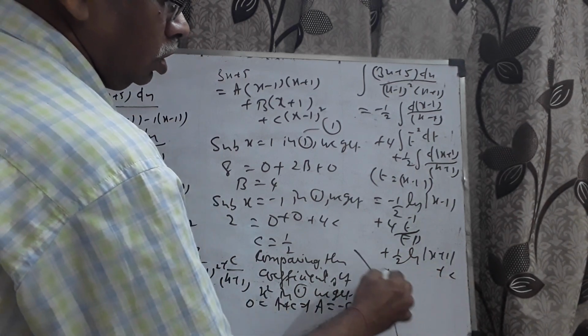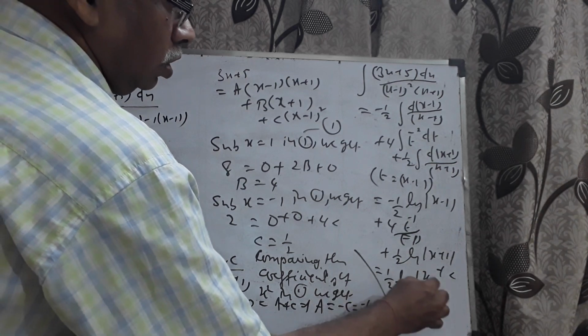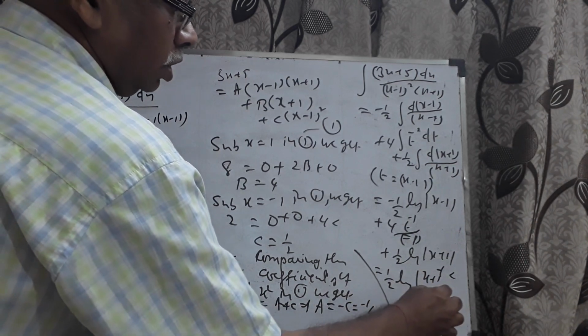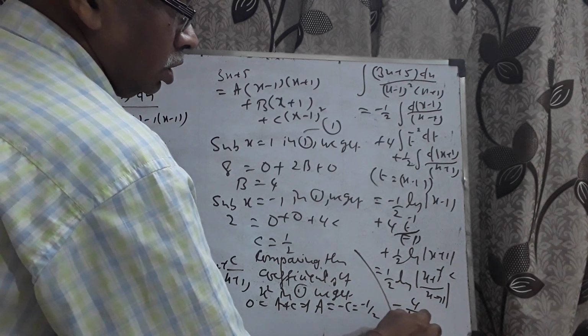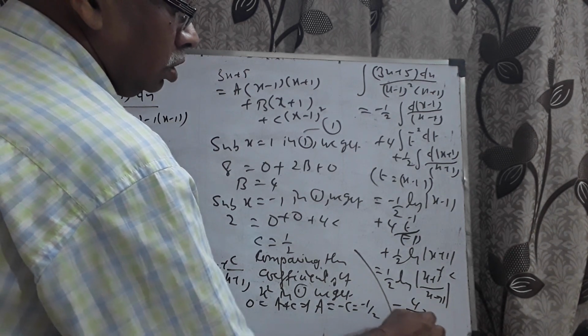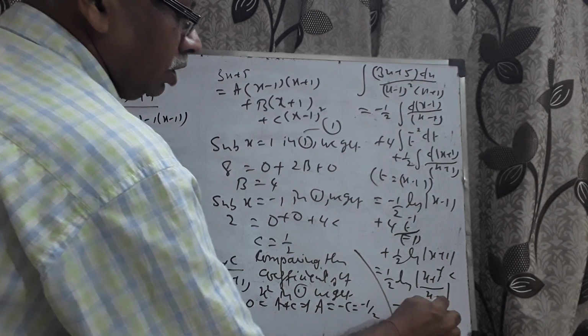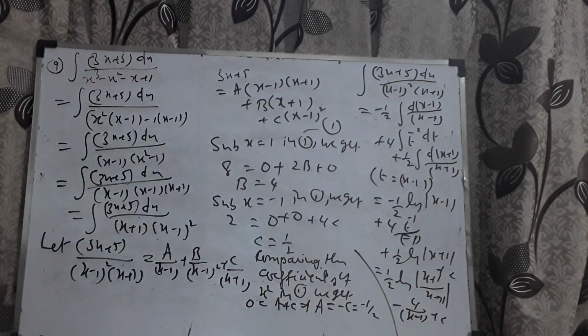Therefore, the whole lot will get reduced to half log|(x+1)/(x-1)| minus 4 by (x-1) plus c. That will be the final answer: half log|(x+1)/(x-1)| minus 4 by (x-1) plus c.